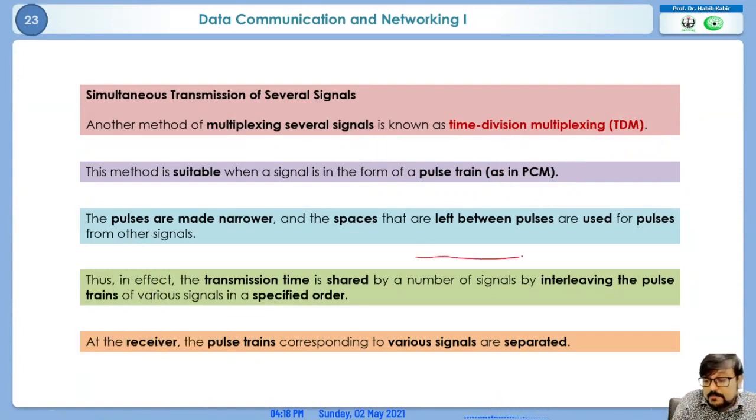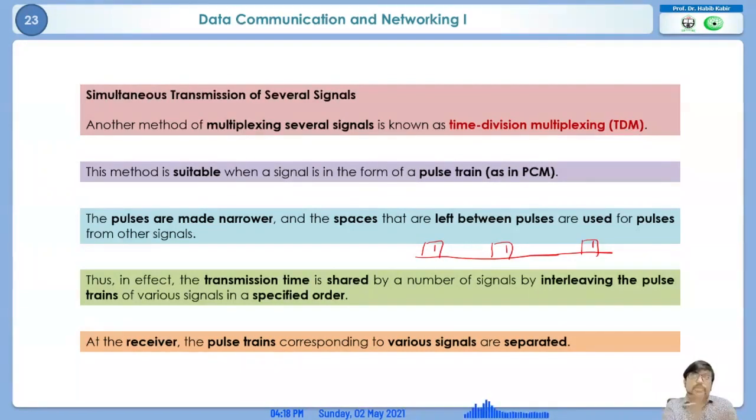Okay, so this is my pulse, this is my pulse, this is my pulse. Just think this is user one. I left some spaces in between my pulses. So how can it be possible?